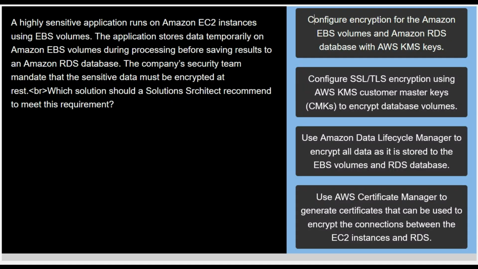The first question is, a highly sensitive application runs on Amazon EC2 instances using EBS volumes. The application stores data temporarily on Amazon EBS volumes during processing before saving results to an Amazon RDS database. The company's security team mandates that the sensitive data must be encrypted at rest. Which solution should a solutions architect recommend to meet this requirement?